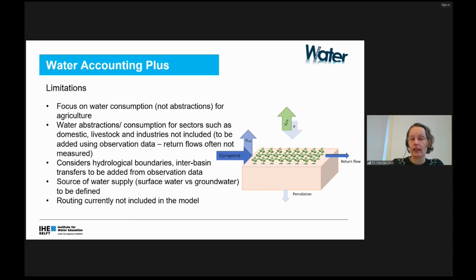We also look at hydrological boundaries, and if you have interbasin transfers, whether water comes in or out, we need observation data to be able to add that to the water account. And then also where the water is coming from for this consumption, we need to determine that, and it's not something that we can see from the evaporation, whether it's groundwater or surface water derived. And currently we don't have a routing included in the model.